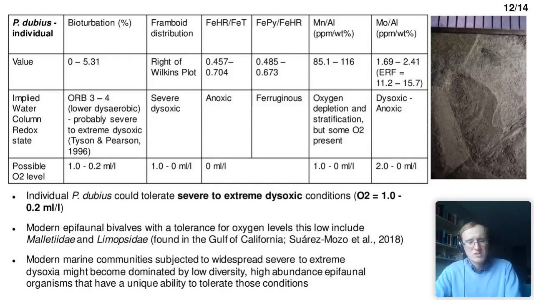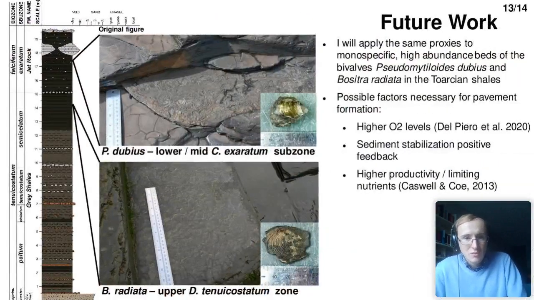There are modern bivalves that can tolerate oxygen levels this low, and this just goes to show that for modern marine communities subjected to widespread to extreme dysoxia going into the future, we can expect their ecosystems to become low diversity, with high abundance of these epifaunal organisms able to tolerate oxygen levels this low.